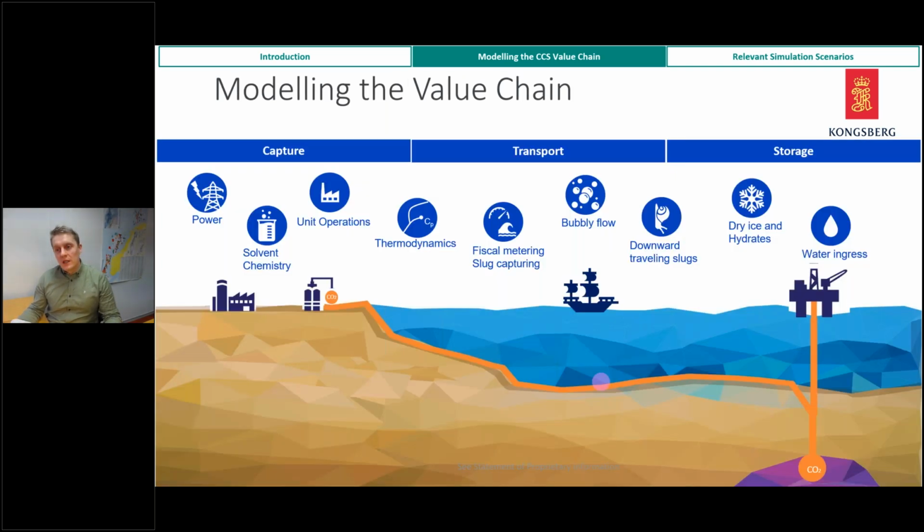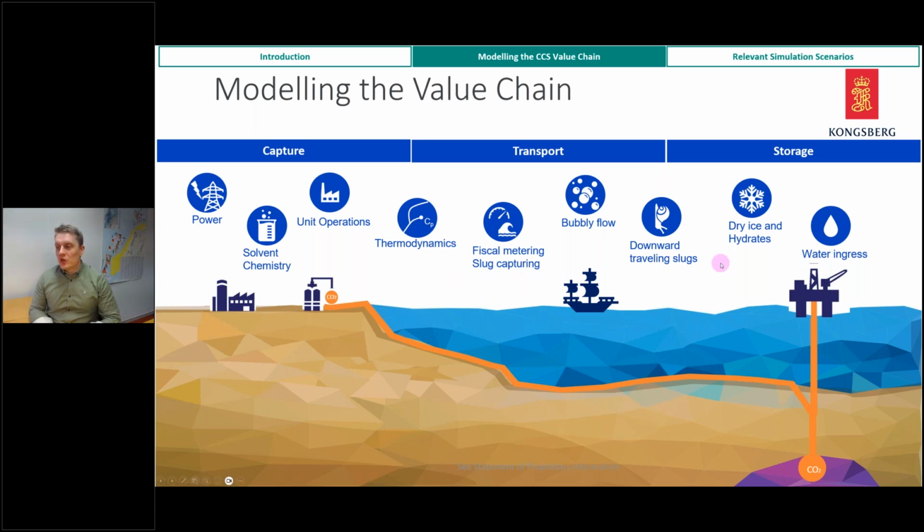Because at the end of the day, when we model the value chain, we start on the left-hand side. We need solvent chemistry and unit operations. Maybe you need to do grid simulations to make sure you have enough power, voltage, and frequency for your pumps. That's on the process engineering side. We move over to transport and thermodynamics. We need to study bubbly flow, physical metering, and slug capturing. These are all things that we are familiar with, but in the CCS domain, there is very rapid development for the tools to be at the cutting edge of this business as well.